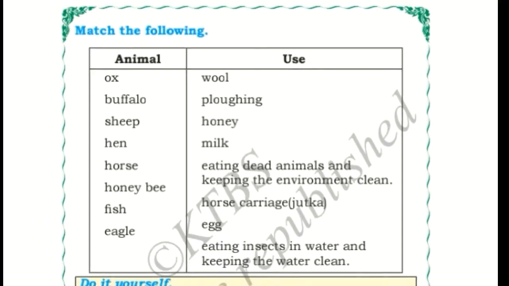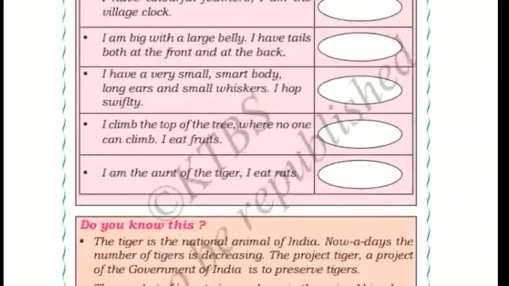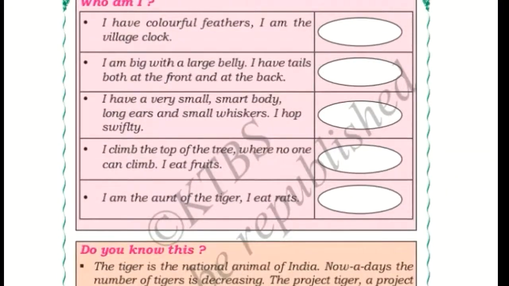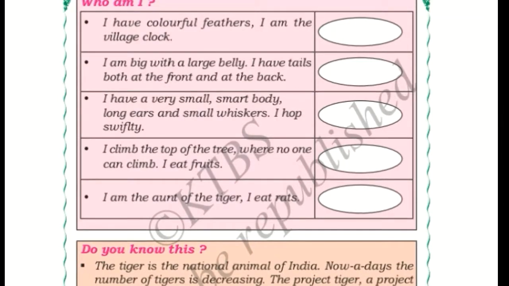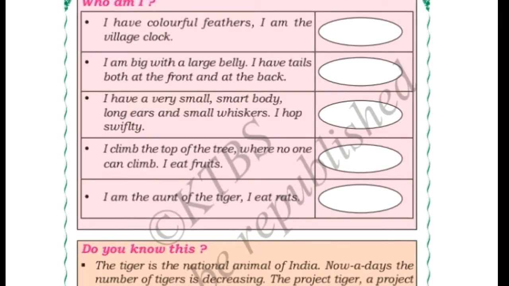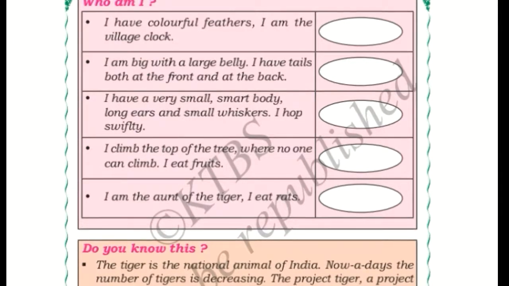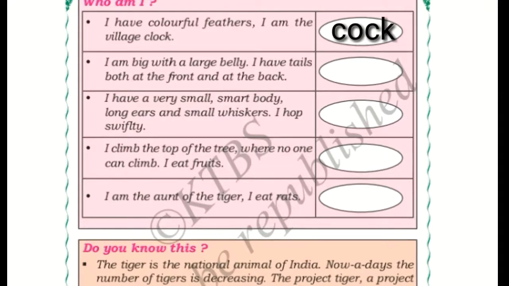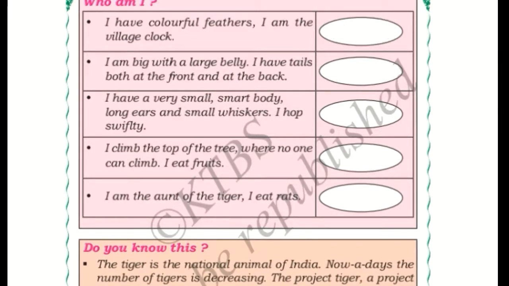Okay, next. Who am I? Riddles are there, very nice and interesting things. So let us solve these riddles. I have colorful feathers. I am the village clock. Which bird is having the colorful feathers, and which bird helps the village to get up early in the morning? Village clock. Cock, C-O-C-K, cock.